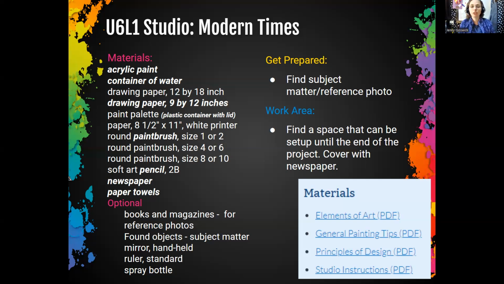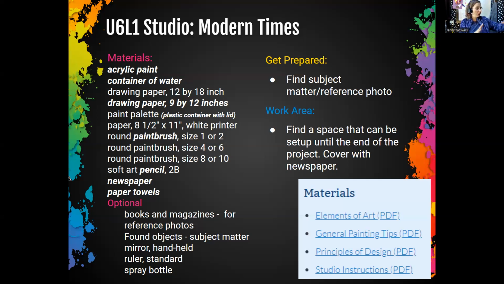And then optionally, you'll see an additional list of reference images like I showed you already. If you're going to do a still life, you might use some found objects and pull them together to create your still life. If you're going to do a portrait or a self-portrait, you might need a mirror. A ruler isn't bad to have. They come in very handy. And then I also have a spray bottle, and this is used to spray my paint to keep it from drying out. I have that here in my studio space too.